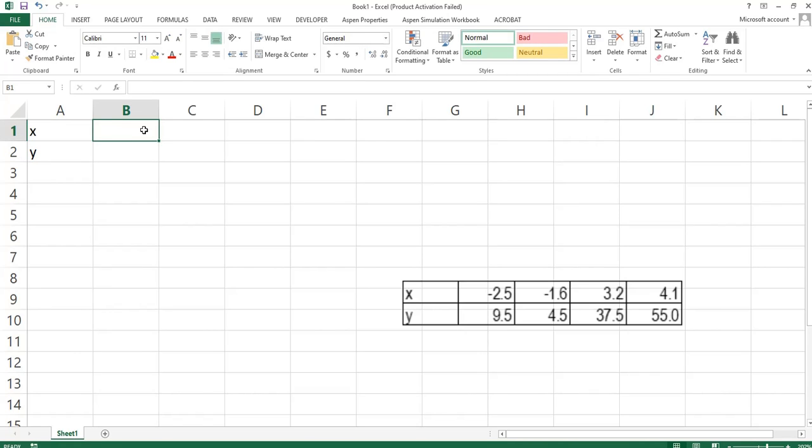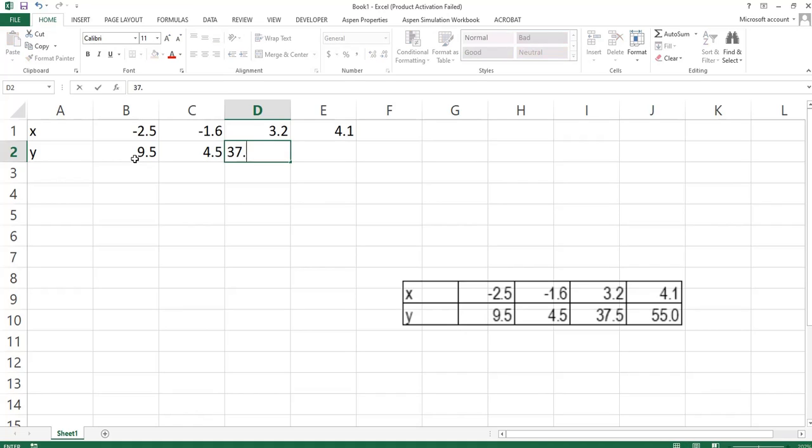Have minus 2.5, minus 1.6, 3.2, 4.1, this is 9.5, 4.5, that's 7.5, 55.